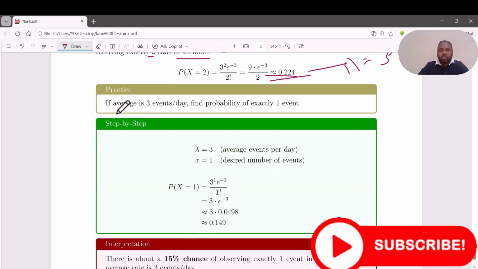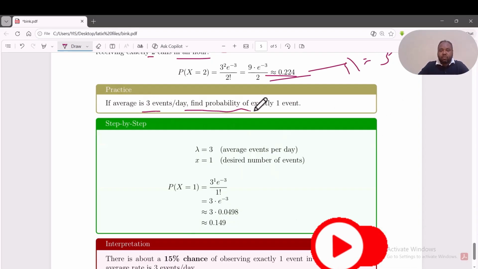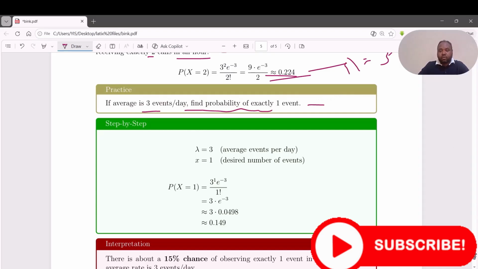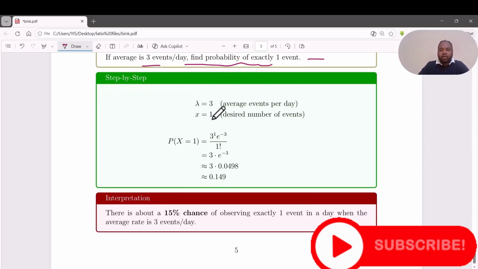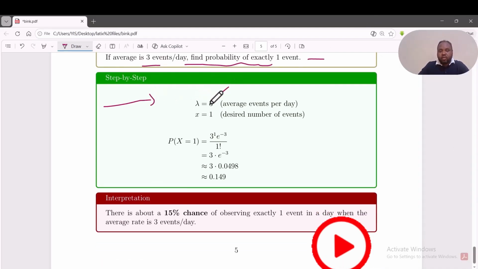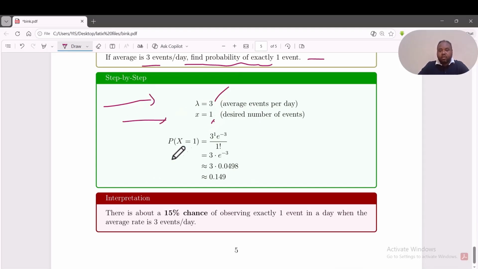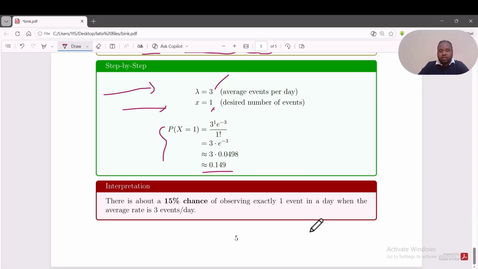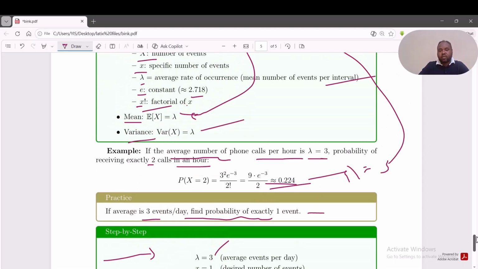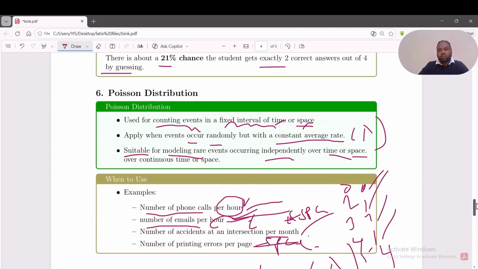If the average is 3 events per day, find the probability of exactly 1 event. Lambda is 3. The number of events desired is 1. By substituting, we come up with this result. Therefore there is about a 15% chance of observing exactly 1 event in a day when the average rate is 3 events per day. It is too simple. What is important is knowing when to use each probability distribution to model.